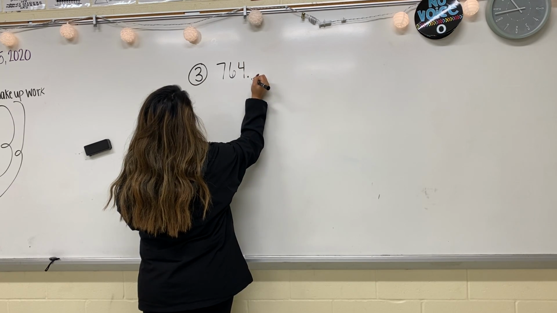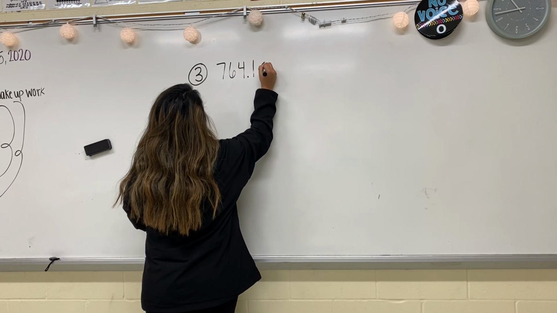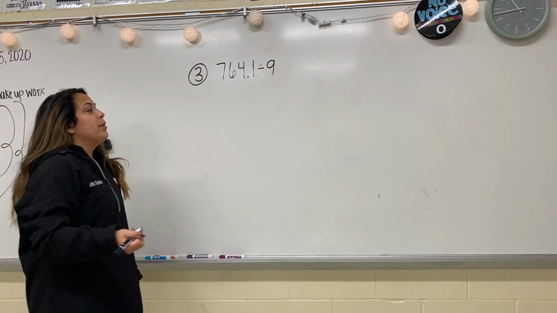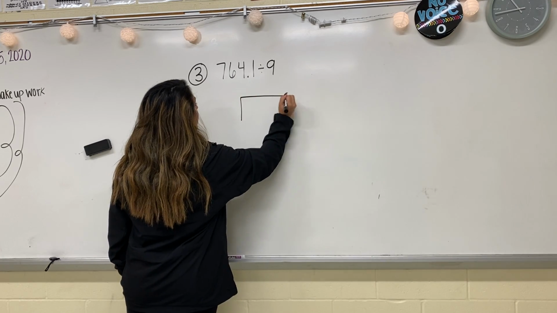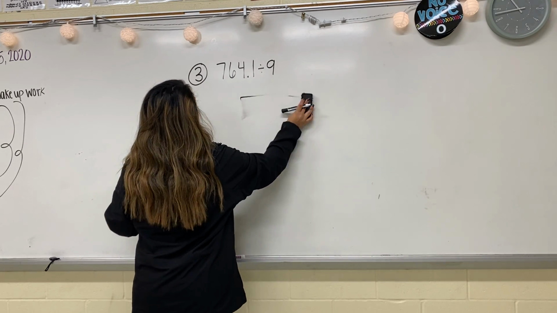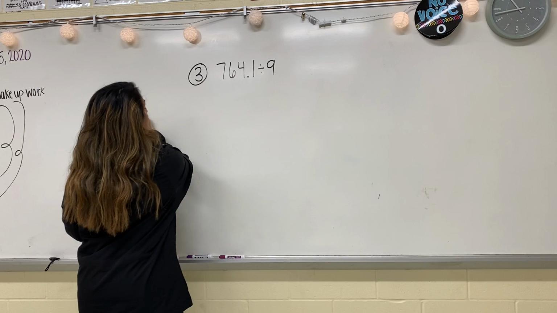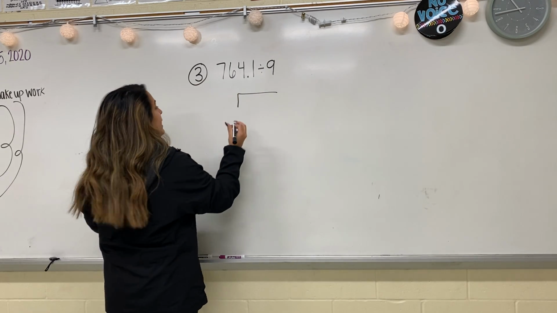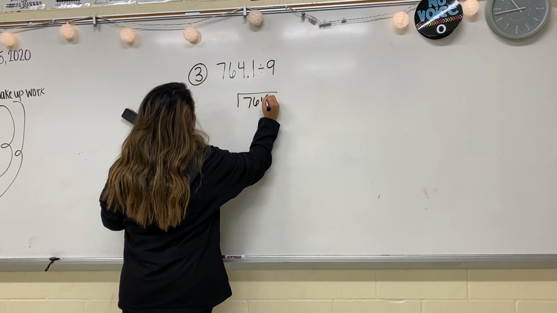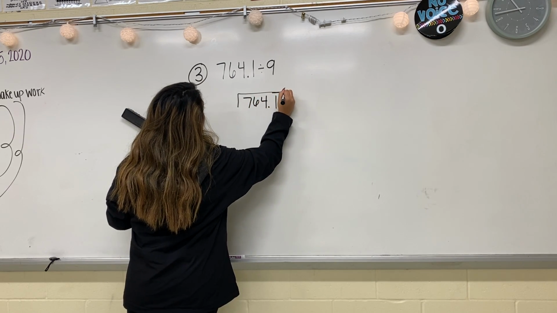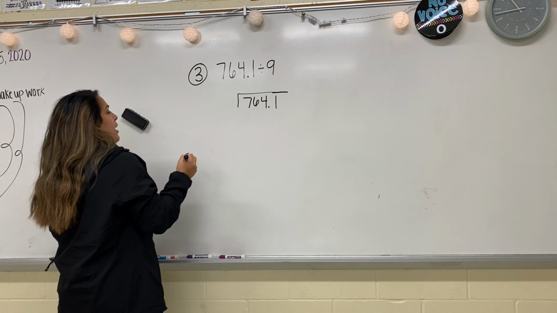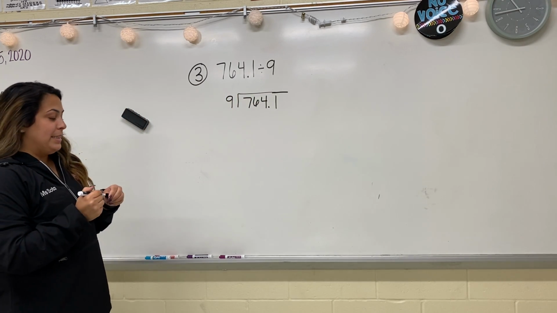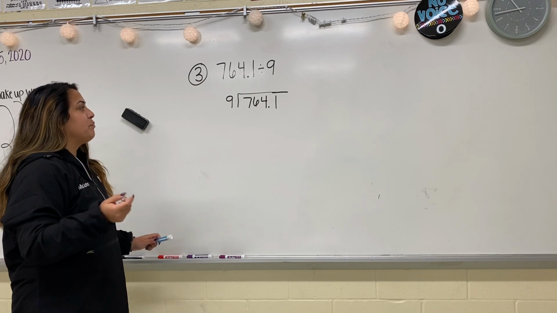764 and 1/10 divided by 9. So I'm going to set up my standard algorithm. Let me not make it so big. Okay. Remember, the first number is the dividend, so I'm going to put it on the inside. And then the second number is the divisor. So now that I've set up my standard algorithm, I can divide.